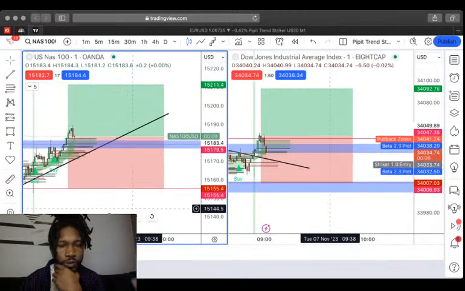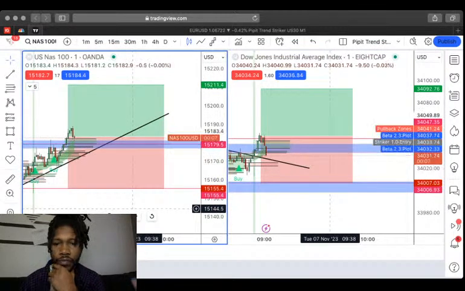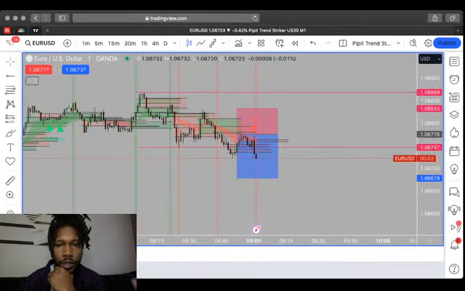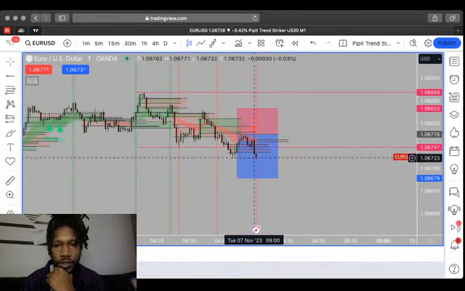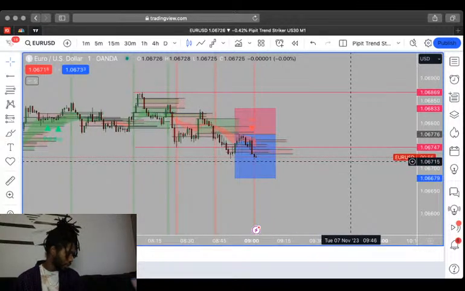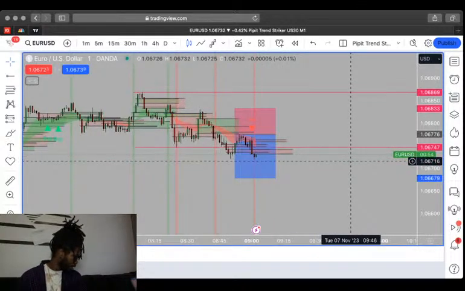US 30 is in a little drawdown. NASDAQ is at break even. Let's take a look at. Alright, there we go. We got a nice break of structure and a strong sell with the beta sell. So that's a nice indication that we're going to keep pushing. Let's keep that in mind.